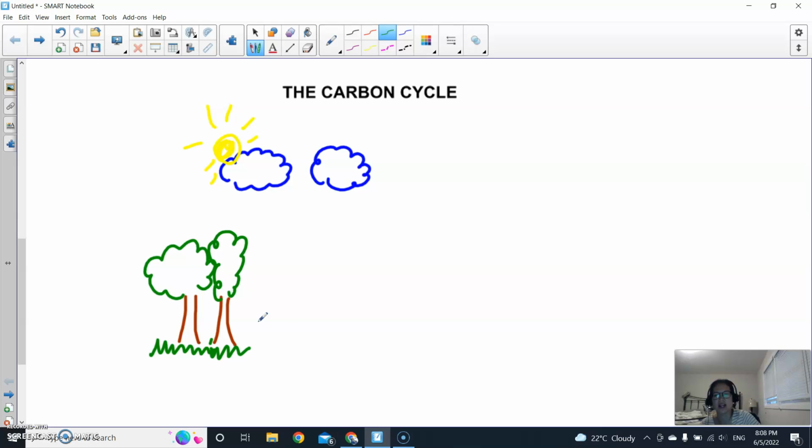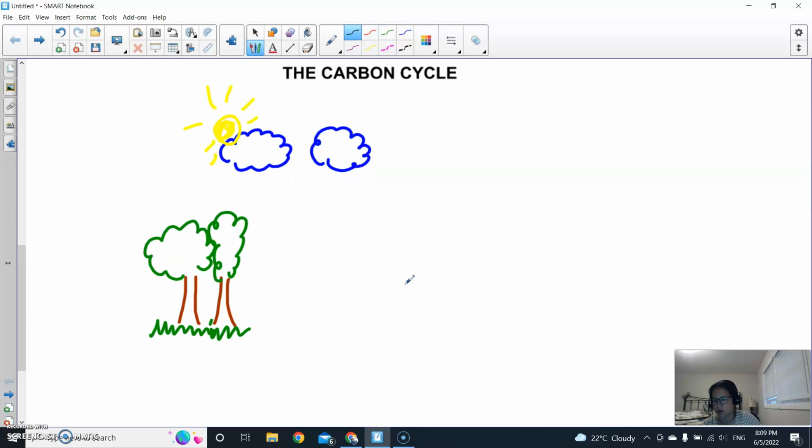So this represents plants, okay? And we're also going to draw maybe something like a cow. Okay, so there's animals, for example. Oof, I don't know if I can draw this very well. There's his nose. There's his ears.